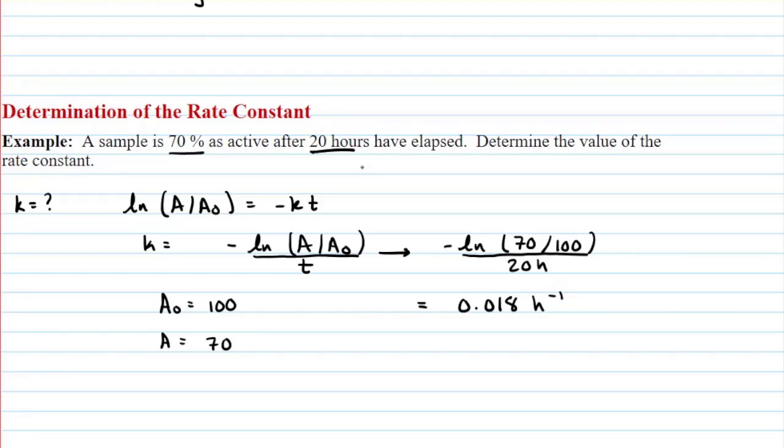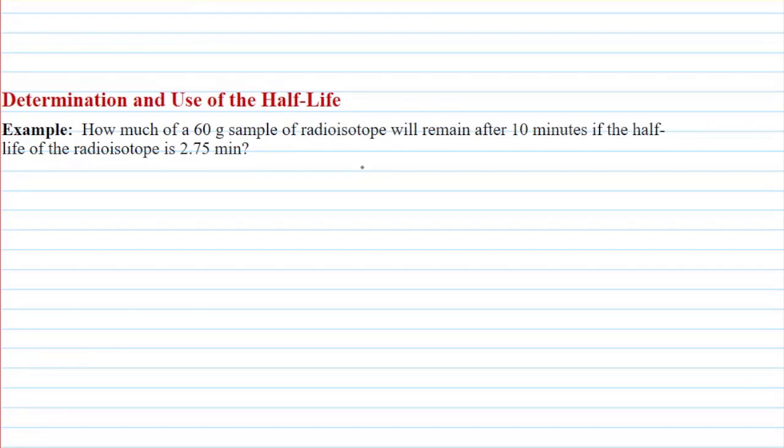Awesome. All right, and let's do one last example. Determination and use of the half-life formula. All right, so it says how much of a 20-gram sample of radioisotope will be left after 10 minutes if the half-life of the radioisotope is 2.75 minutes.